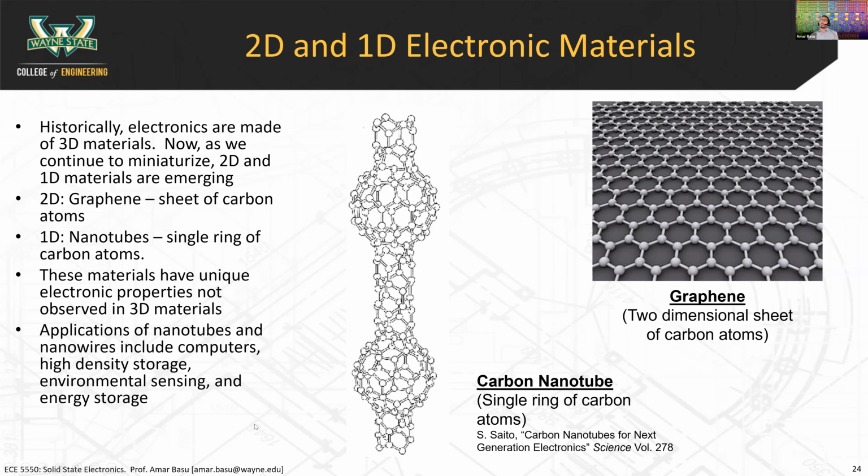The other unique property is that they can conduct electricity in only a single direction. For example, the carbon nanotube only conducts electricity in this vertical direction, and in 2 dimensions in the case of graphene. There are a lot of applications of these types of electronic materials, and people are actively researching what they call 2D and 1D electronic materials. Applications in computation, high density storage, environmental sensing, and even energy storage.